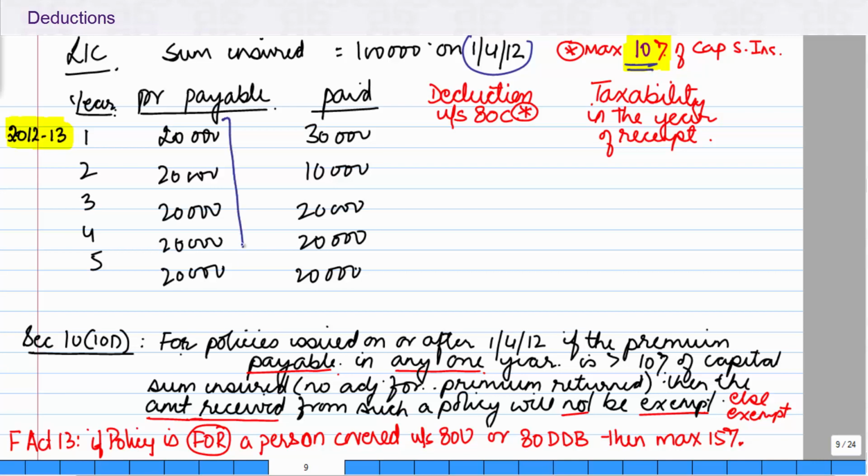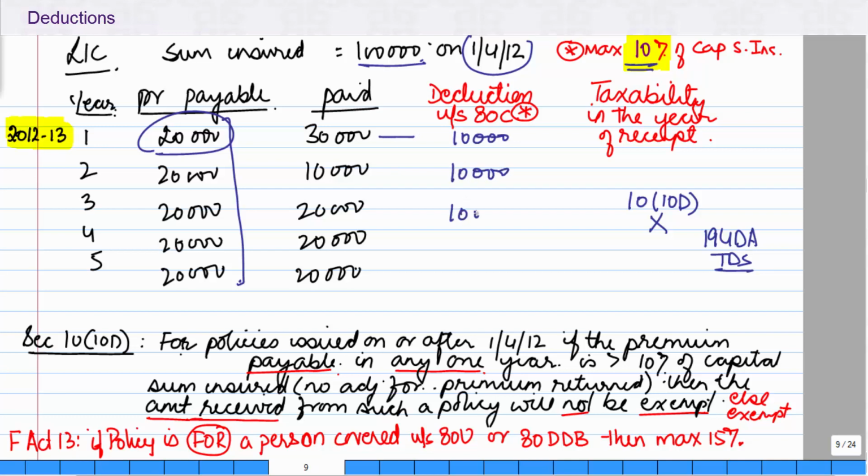So if a policy has been drawn like this also, since this exceeds 10% of 1 lakh, which is the sum insured, the benefit of 10(10D) in the year of receipt is not there. Therefore 194DA TDS will be applicable, of course, only if the maturity amount including bonuses exceeds 1 lakh. The deduction will now be restricted to 10,000 in each of the year. The excess amount will not be allowed as a deduction because the deduction will be restricted to 10% of the sum insured.